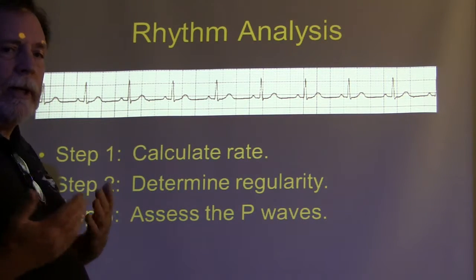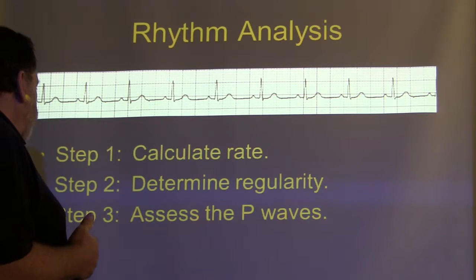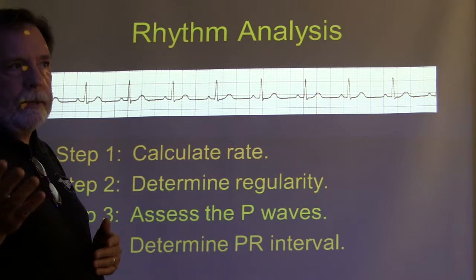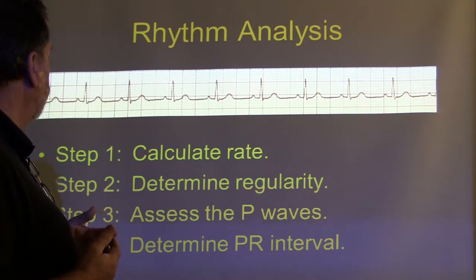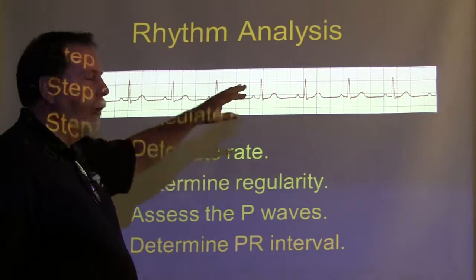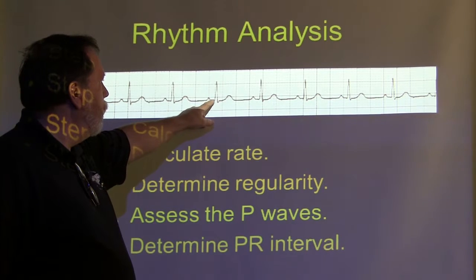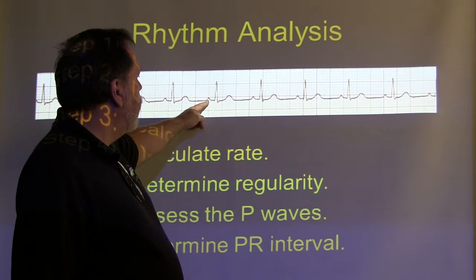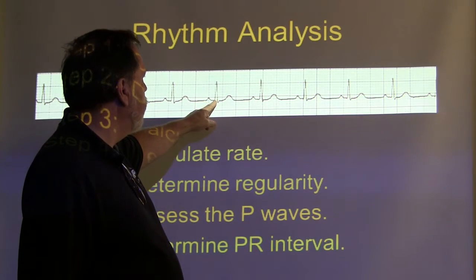It's actually several parts to assessing the P wave. I think in the next module we'll see what that's all about. But for right now, just look and make sure that there is a P wave with each one of them. Then determine the PR interval. How long is it from the beginning of the P wave to the beginning of the QRS wave? Basically is what we're looking at here.